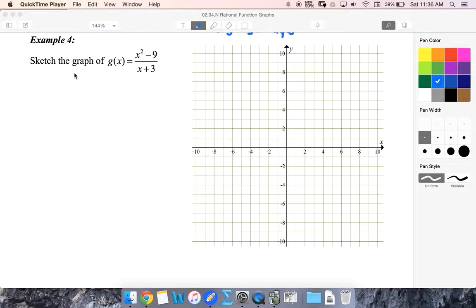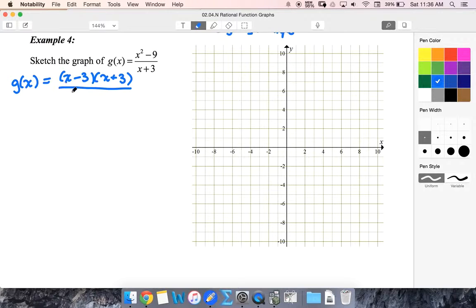All right, so this one is different than our previous three examples. Let's look at this. I hope you see straight away that I can rewrite my g of x there as x minus 3 times x plus 3, and then divide by x plus 3. Of course, I've got things that are going to cancel. But I can't forget the fact that x is not allowed to equal negative 3. So this time, this g of x simplifies into x minus 3 because we have some canceling that happens.